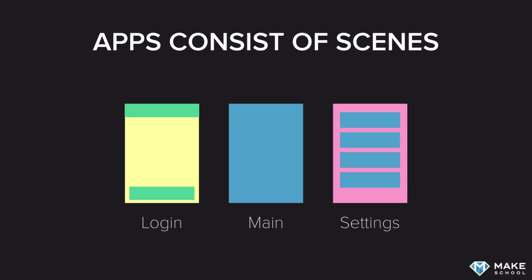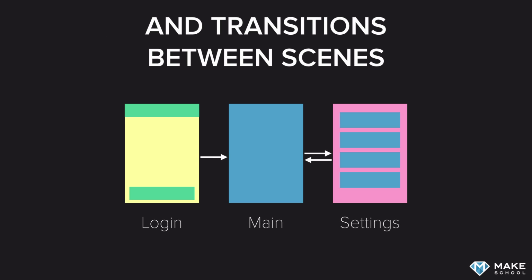Additionally to these scenes, most of our apps also consist of transitions between scenes. In this example app, we can transition from login to the main screen, and we can transition between main and settings. Scenes and transitions between scenes make up the structure of our applications. So the first thing you do when you want to build an app for iOS is think about these different scenes and how they are connected to each other through transitions.